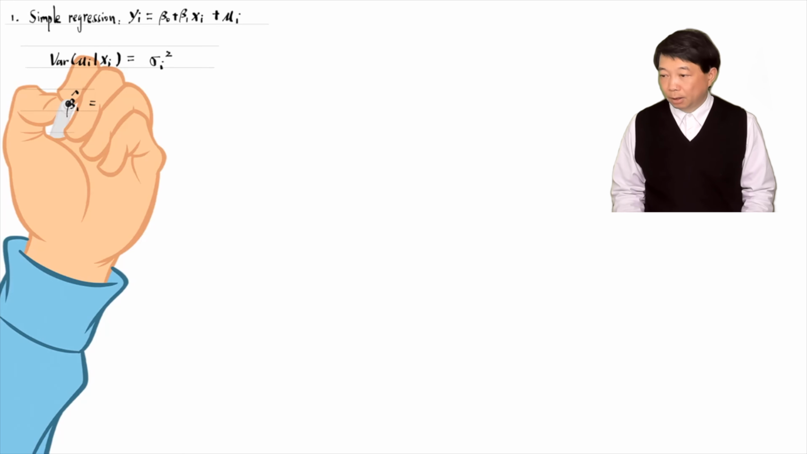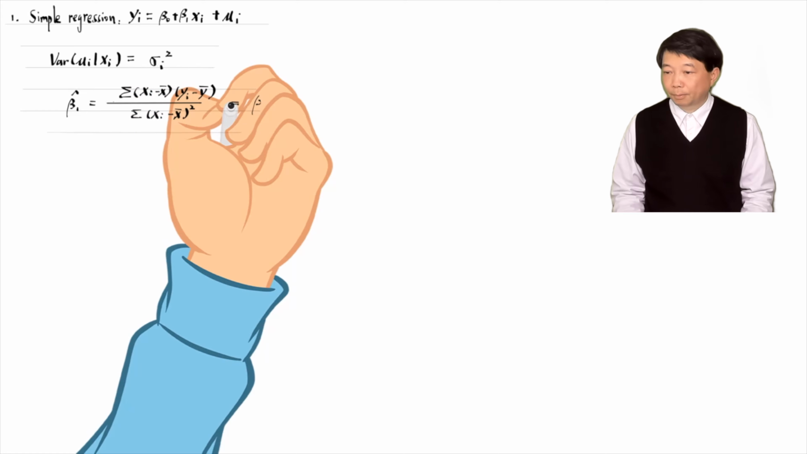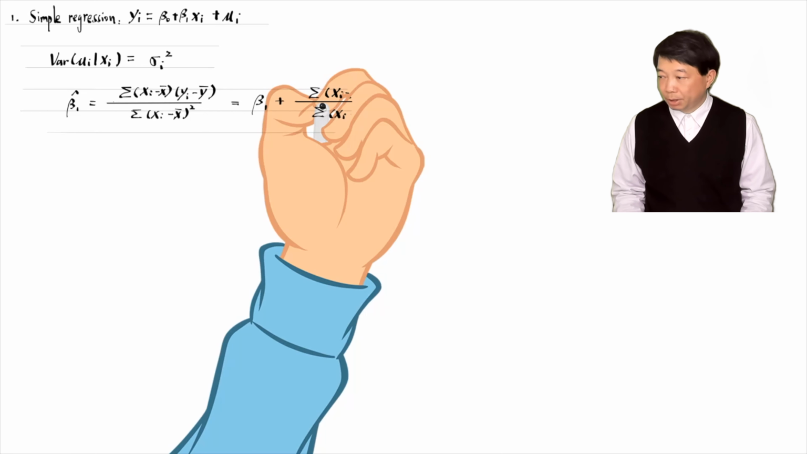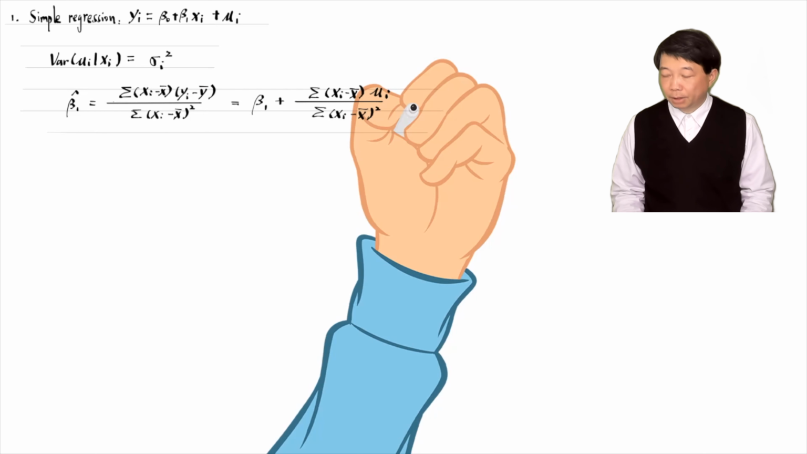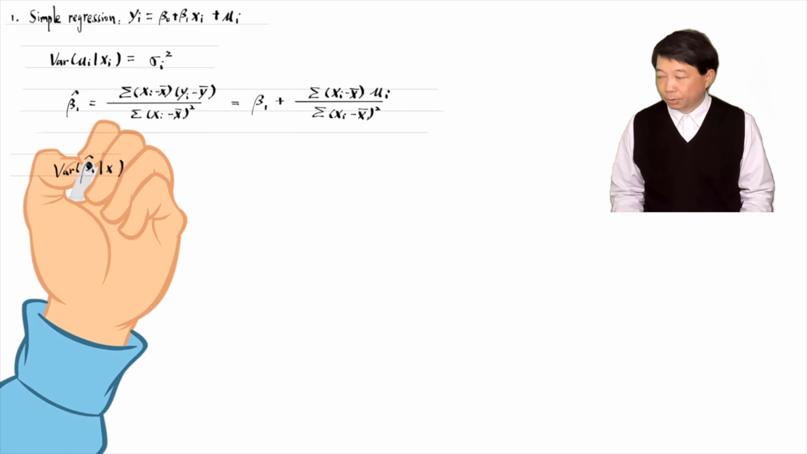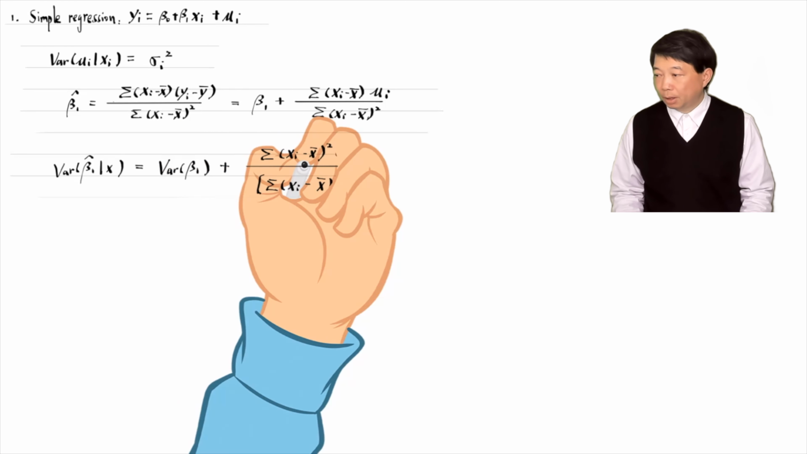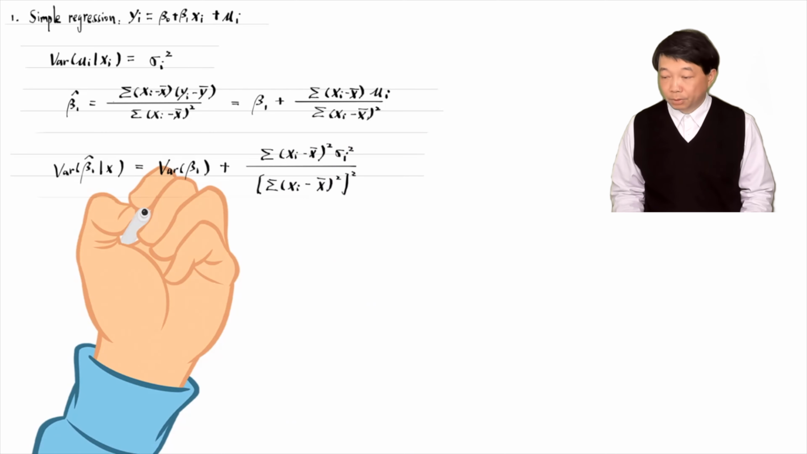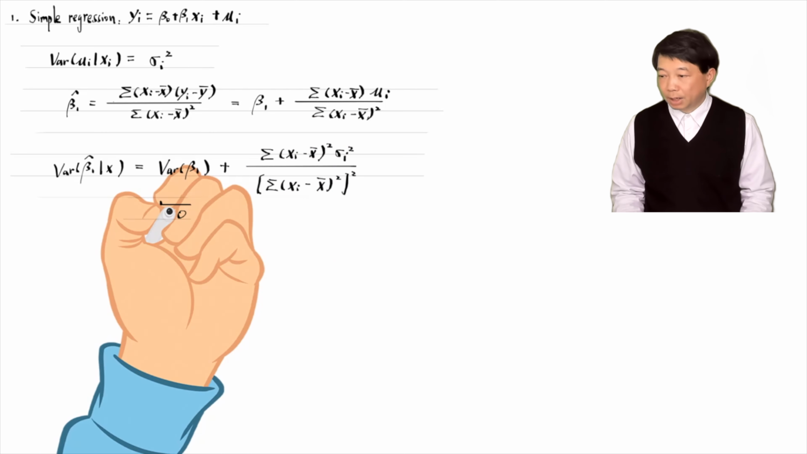We first write down the OLS formula. Then we replace the outcome variable with its expression and simplify it into two terms. The first term, beta 1, is the population parameter, and the second term contains the error term u i. Next, we take the variance of beta 1 hat conditional on x. Since the parameter is a constant, its variance is 0. We focus on the second term.